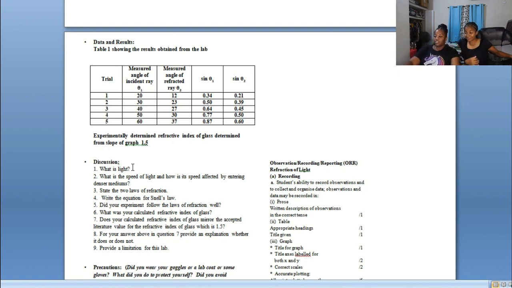So let's do it. So what is light? You can use your trusty textbook. What is light? Your textbook helps, you know. Or you could just go online and look it up. But light is what? An electromagnetic wave that comes from the sun. That's good. And it travels at what?